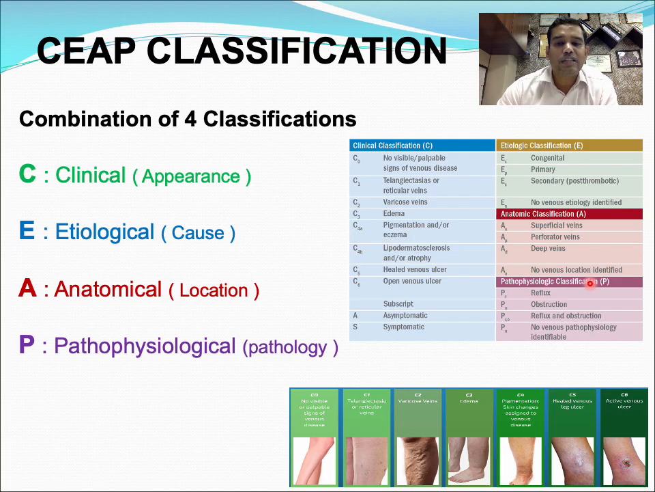Last, the pathophysiological classification, that is P. If the patient is having some reflux disease, as in history of prolonged standing, that is leading to reflux of blood from the deep venous system into the superficial venous system, then you write it as PR. And if it is because of obstruction, that is, there is active thrombus in your deep venous system that has led to dilatation of the superficial veins, then you write it as PO. If the pathology is a combination of reflux and obstruction, or that is the primary and the secondary, then you write it as PRO. And if the cause is not identifiable, you write it as PN.